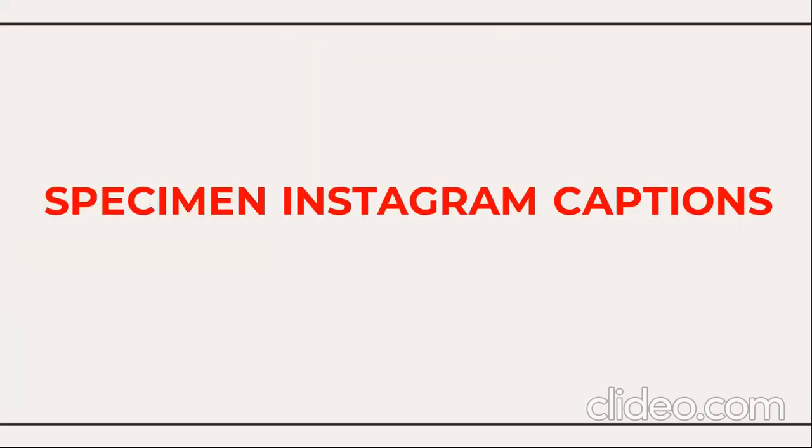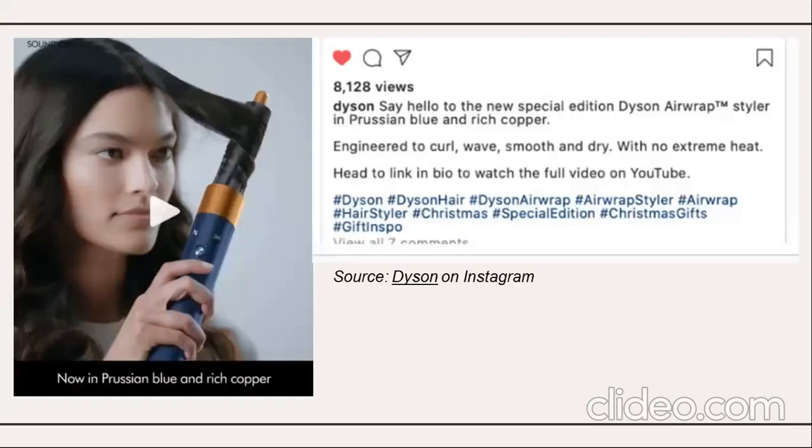So now, as you have the questions, write Instagram captions. So I have brought you some important specimen Instagram captions example. Look at the first example is here. Look at this image as well as the captions for this Dyson on Instagram. Views you can see Dyson say, hello to the new special edition Dyson Airwrap Styler in Prussian blue and rich copper, engineered to curl, wave, smooth and dry with no extreme heat. Head to the link in bio to watch the full video on YouTube and hashtag etc. as well as a picture.